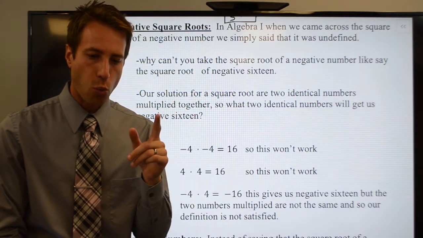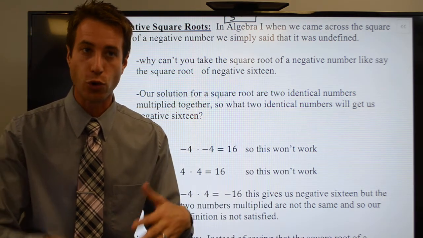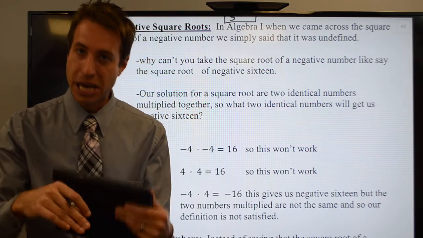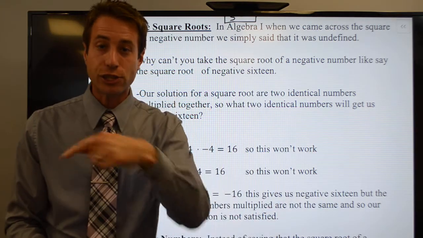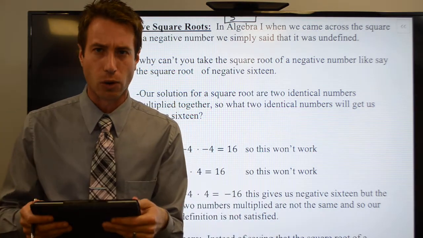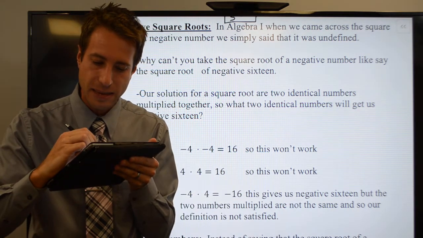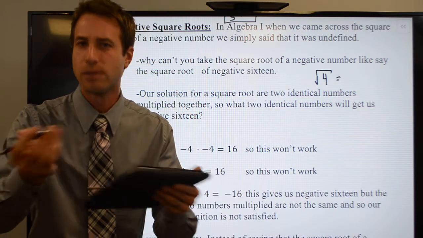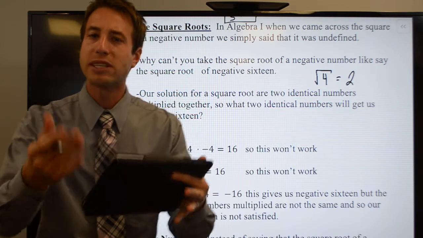Remember with me, when you take the square root of a number, your answer is the number that when you square it gets you what's under the radical. For example, if I were to ask you to find me the square root of 4, you guys know this one. It's an easy one. The answer is 2. But what does that mean?